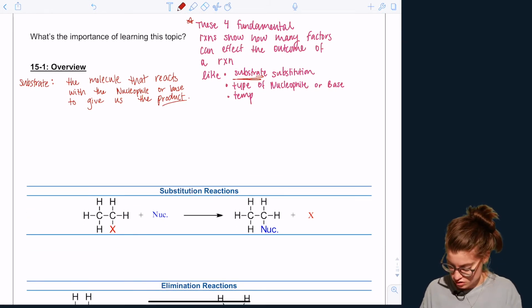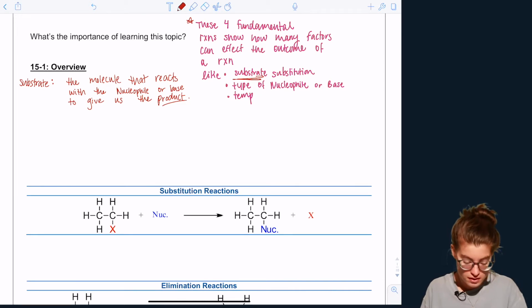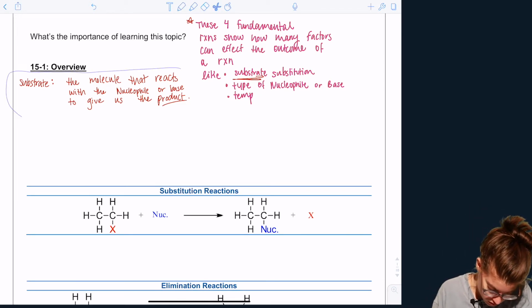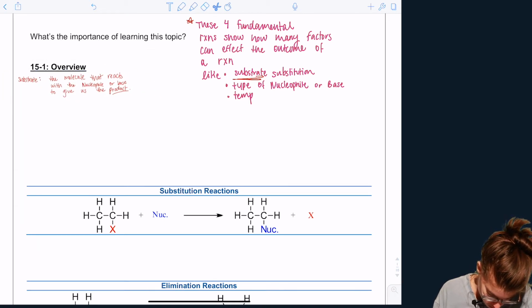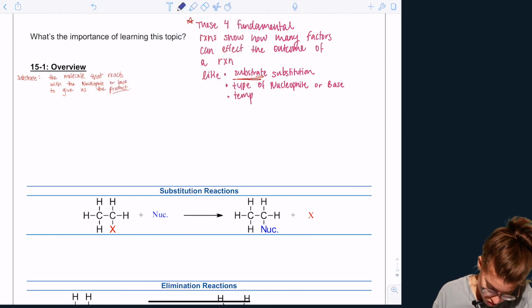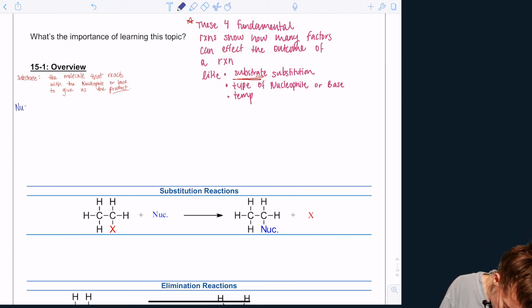Okay, what's the next word we need to know? Well, we need to know what a nucleophile is. I'm worried we're going to run out of room, so let me just make these small. Okay. Next, what is a nucleophile?